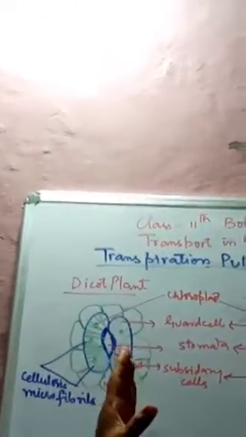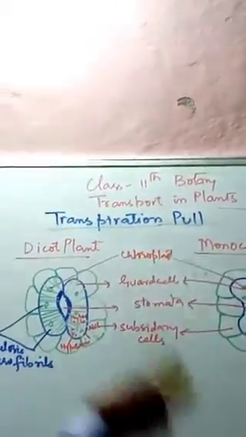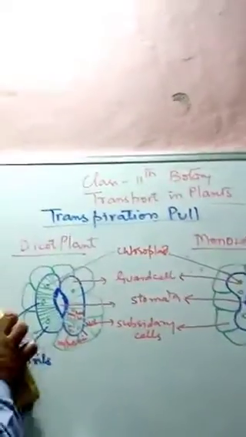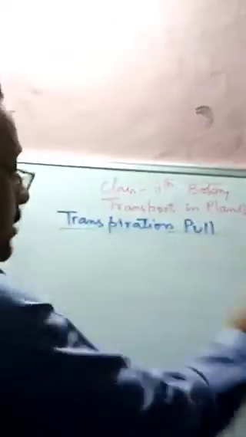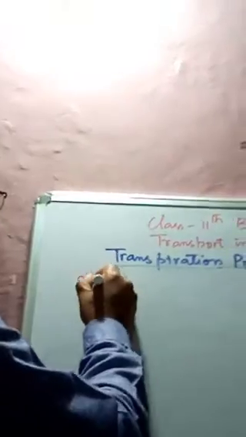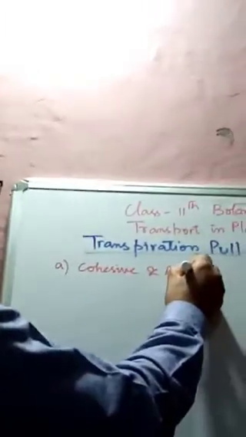Now the stomata opens. We do not have to discuss the structure, but we are going to discuss the transpiration pull: how this water gets transpired, how this water is moved upward. In transpiration pull, two forces are responsible. First one, cohesive and adhesive attraction forces.